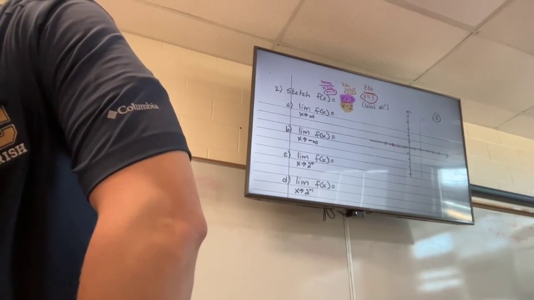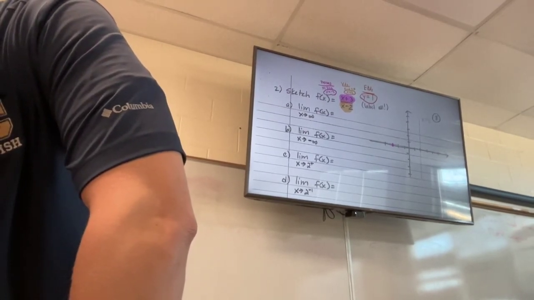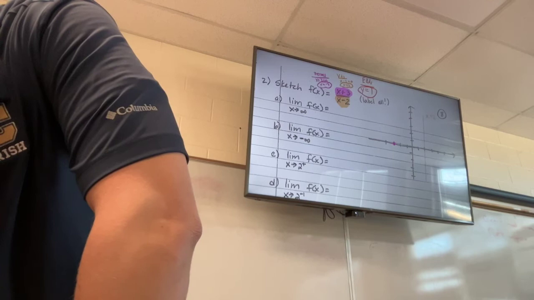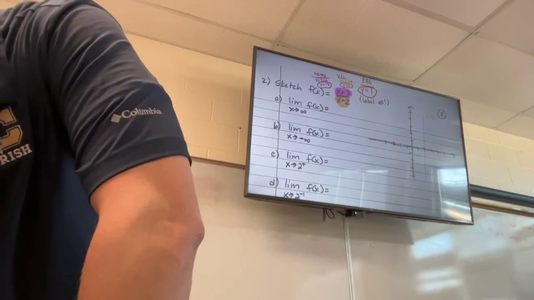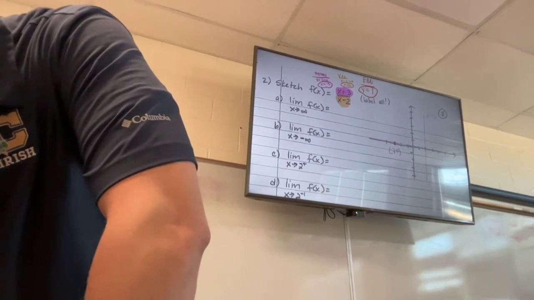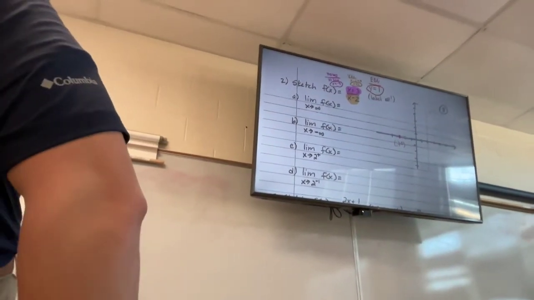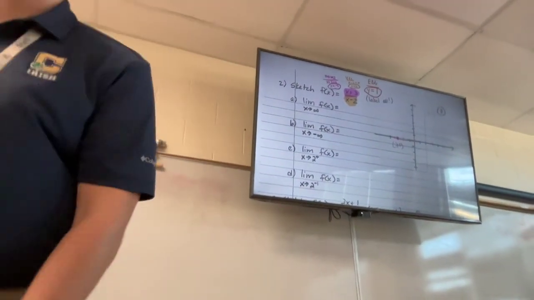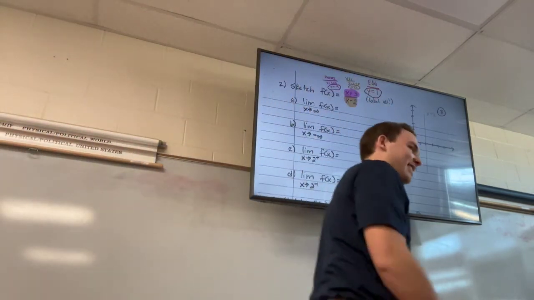So we haven't even really started the actual problems yet. We're just doing this, sketching it first. Start to the left of either your first 0 or your first vertical asymptote, right? You still have to draw your VA.